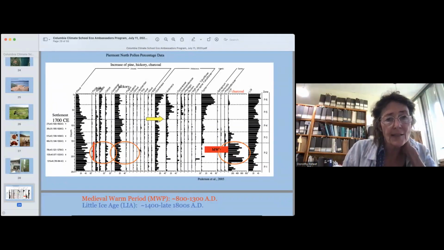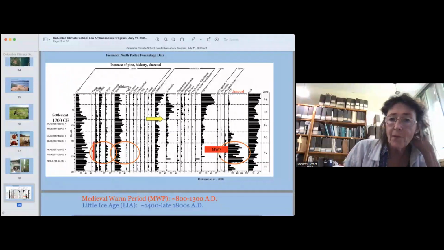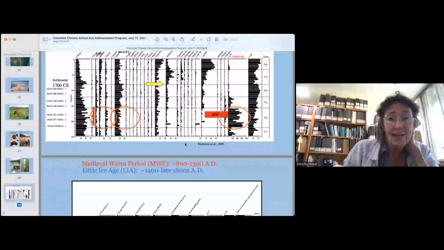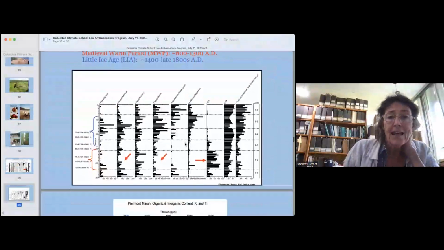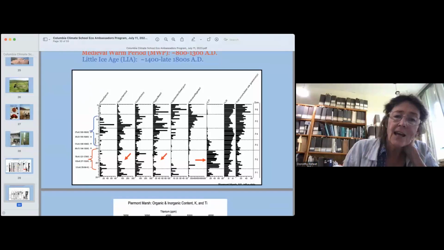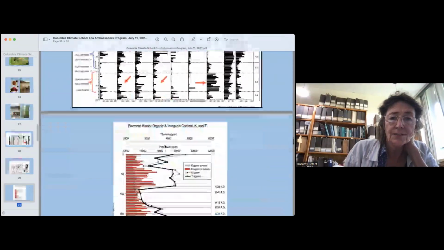But what surprised us here was the medieval warm time was here. We saw tons of charcoal. So when in Europe they were growing grapes in Iceland, we had drought and huge fires. And actually, this slide shows individual species going down, the wetter species during that time, and the charcoal increasing.